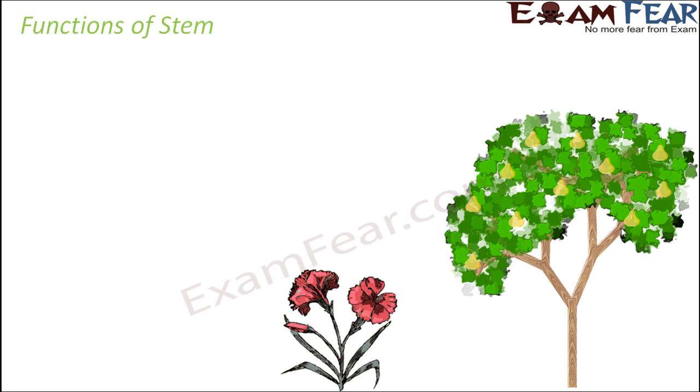Now what are the functions of stem, which is very, very important to know? It supports different parts of the plant like leaves, flowers and fruits. Because if you don't have it, the stem is the one which actually supports all these. So here in this picture you can actually see these flowers. I mean, who will hold these flowers if the stems are not there? Similarly, the fruits as well as the leaves.